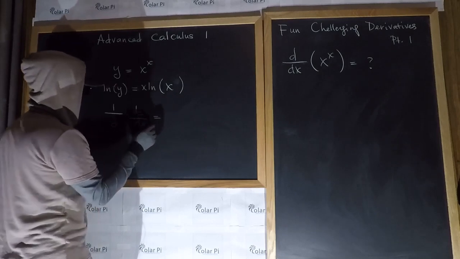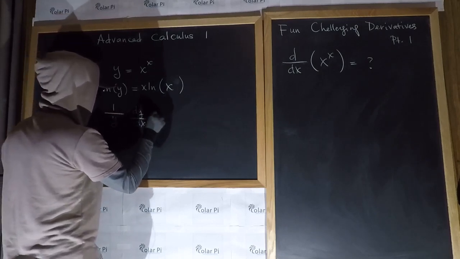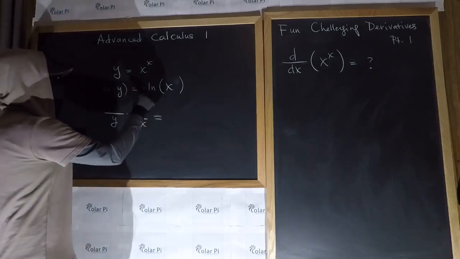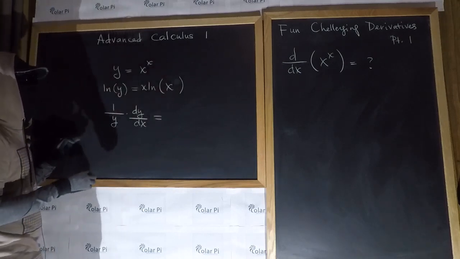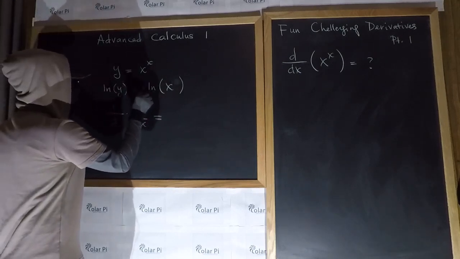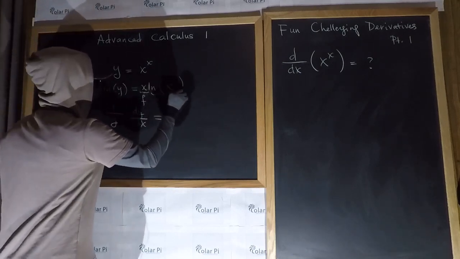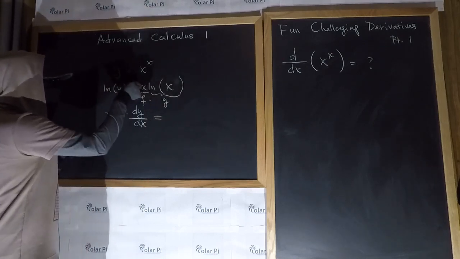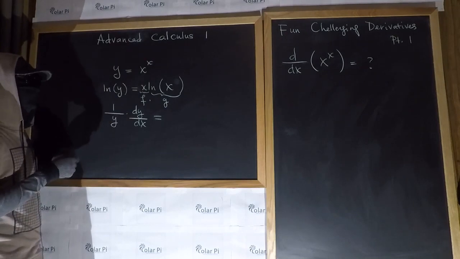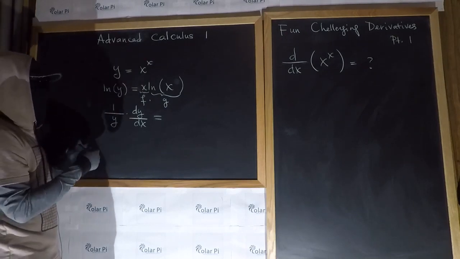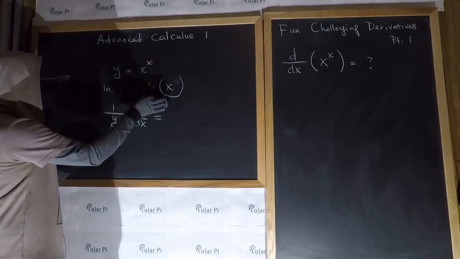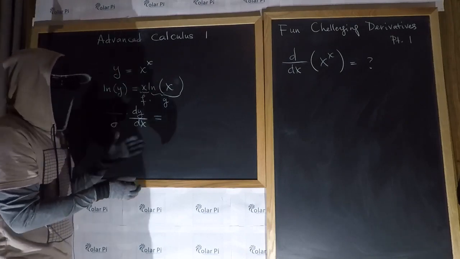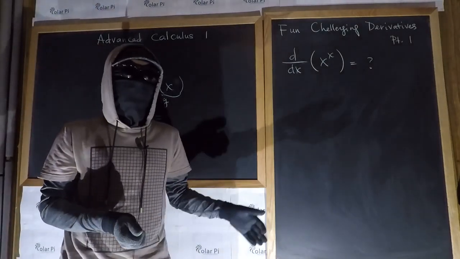But we have to continue with our implicit differentiation, so we go equals, the derivative of this right-hand side requires product rule. The product is between f here and g right here. So we have f times g, where f again is x and g is ln of x. And we know that the derivative of f times g is supposed to equal f prime g plus f g prime.